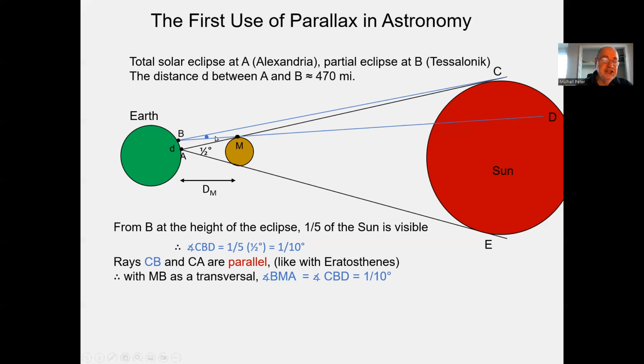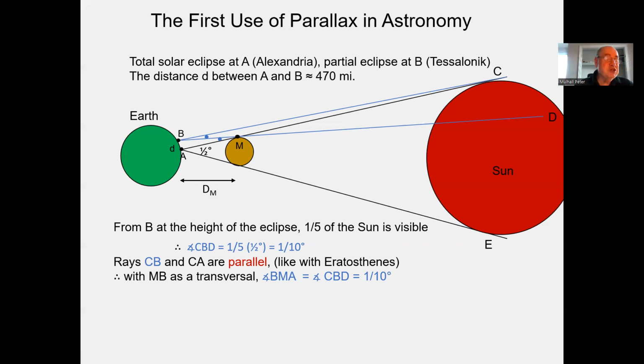So if these two rays, this blue ray coming from C and the black ray coming from C, are parallel, then look at this line of sight here from B to M. As we see the edge of the moon, the ray that we see at B at the edge of the moon is a transversal of these two parallel lines. BM is a transversal of these two parallel lines, and therefore we have alternate interior angles.